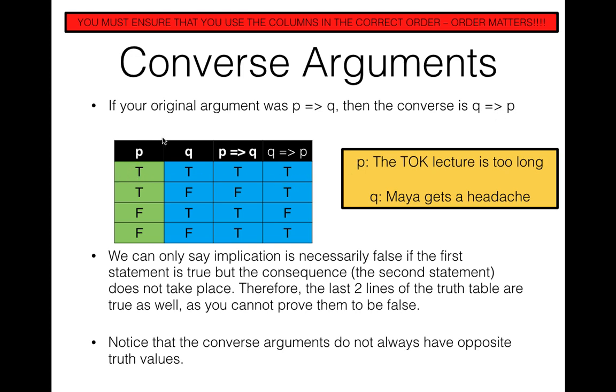So let's have a look at what that means. Now you might think that this is just going to be the negation of if P, then Q, because it's the opposite. But it's actually not. So in this case here, remember we said the order matters. So Q should come before P. So if Maya gets a headache, then the TOK lecture was too long. Both of them are true, so the converse argument must be true.